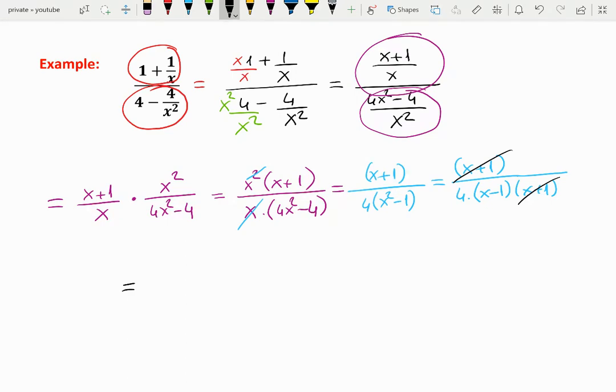I have x's here also. Don't forget x, because we cancel only one, so we have one left. So we have x left on the numerator and 4 times x minus 1 in the denominator.